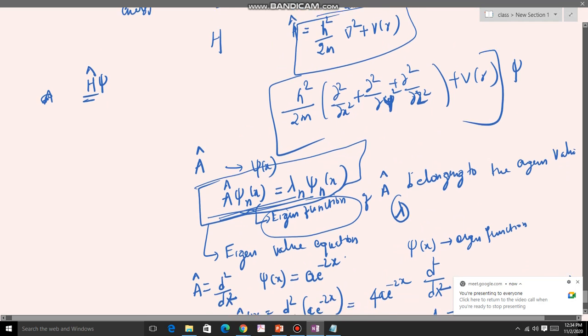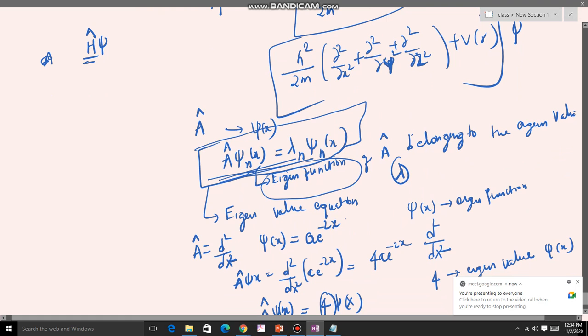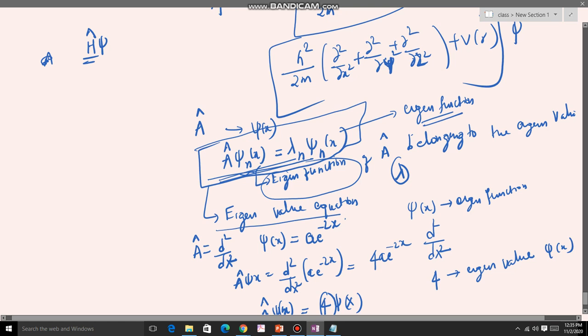But in general, an operator acting on a wave function psi n of x is represented by A cap, where A cap psi n of x is equal to the eigen value lambda n times psi n of x. Any function which can be written in the form A cap psi n of x equals lambda n psi n of x, I can call that an eigen function. It is the eigen function of A cap belonging to the eigen value, and this equation is called the eigen value equation.